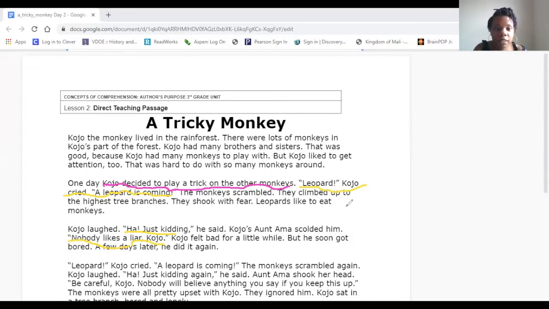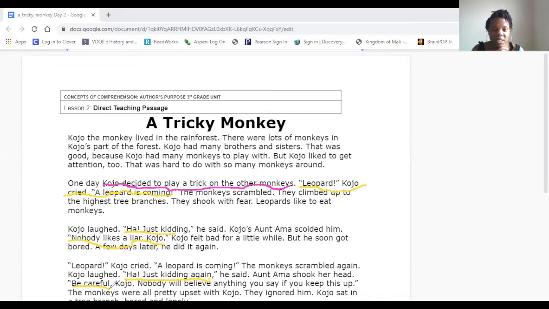Let's see. Again, I see that Kojo yells, "Ha, just kidding." So again, here Kojo is talking. Lots of evidence that shows me he's talking. That again helps me understand this is a fiction story. And his aunt again tells him to be careful. Let's see. So now I have all of this evidence, key details from the text.